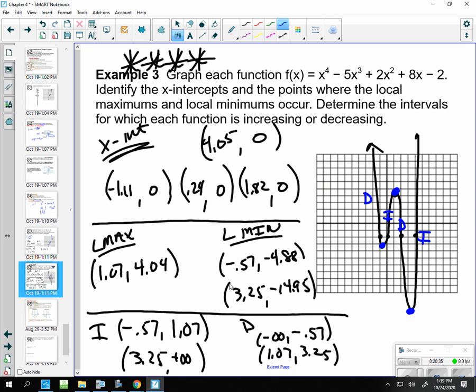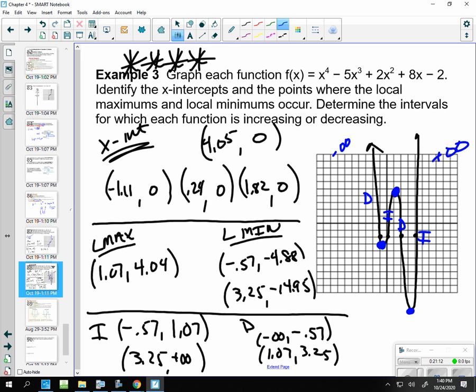So now it's decreasing. Here it's starting at negative infinity, and it's decreasing until it gets to the point at the bottom there, negative 0.57, negative 4.88. Then it's increasing till it gets to the next point. So negative 0.57 to 1.07. Then from 1.07 to the next point, it's back to decreasing again. So from positive 1.07 to 3.25. And then from 3.25 back to positive infinity, it's increasing again.